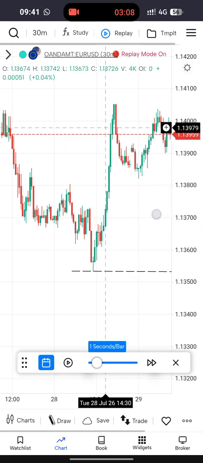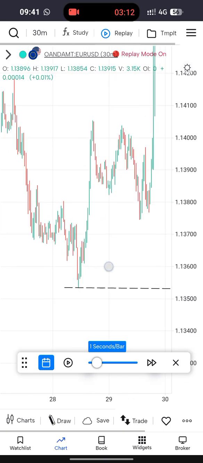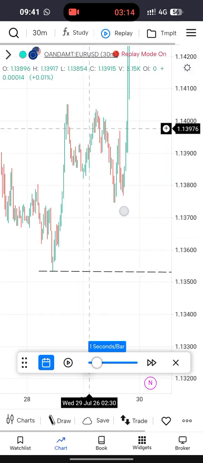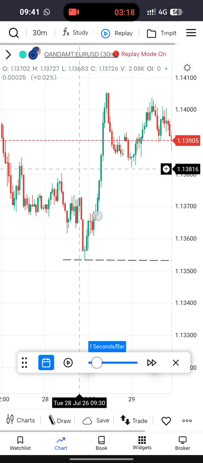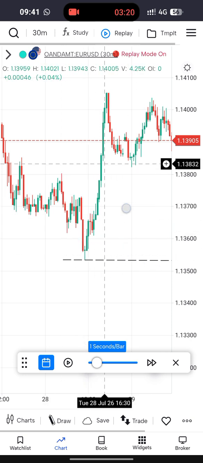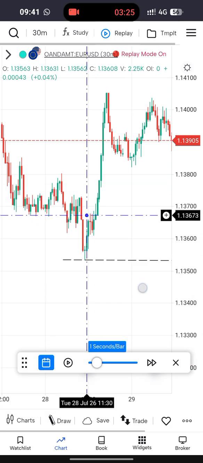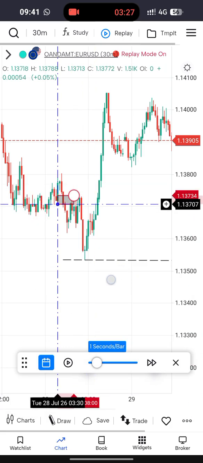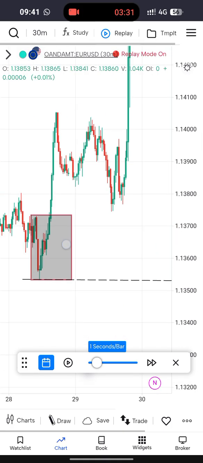So this is now higher high, higher low, then higher high again. But the last lower high before price became bullish, that is the order flow. So this entire area is where I'm expecting price to reverse off of. This is the order flow here.